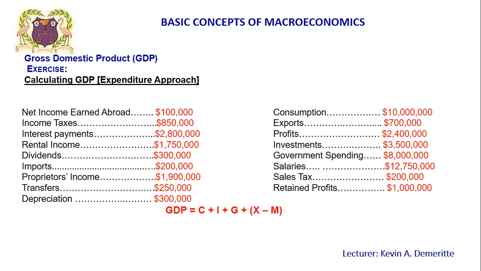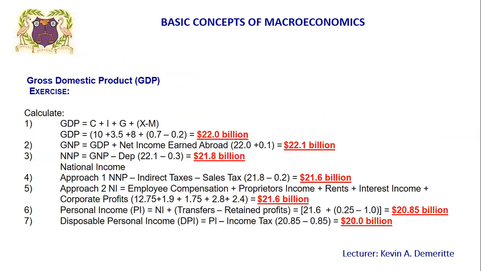And then you have exports minus imports. Where do we have exports? Exports is 700,000 and imports is 200,000. So that's 700 minus 200, so that's a positive 500,000. So we have 10 million for consumption, 3.5 for investment, 8 million for government spending or government purchases, 700,000 for exports, and 200,000 for imports. Did anybody get a number other than 22 billion?